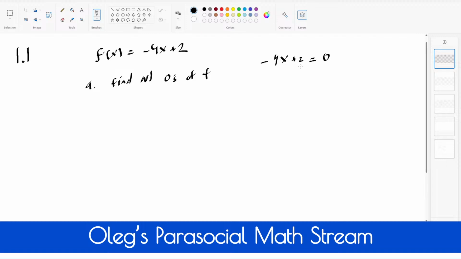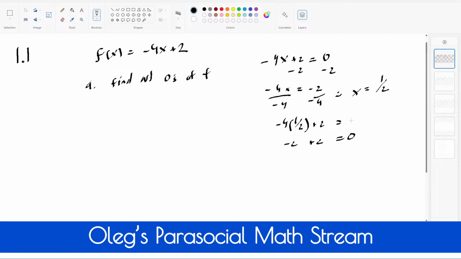Okay, so then we're going to say minus 2, minus 2. So then we have negative 4x is equal to negative 2. And divide that by negative 4, divide that by negative 4. X is equal to 1/2. So at 1/2, the function is going to equal 0. We can check that by multiplying negative 4 times 1/2 plus 2, which is equal to negative 2 plus 2, which is equal to 0. So x is equal to 1/2, or 0.5.